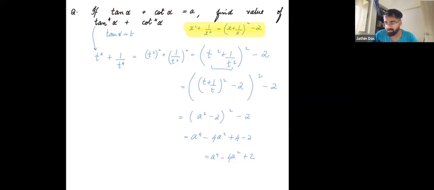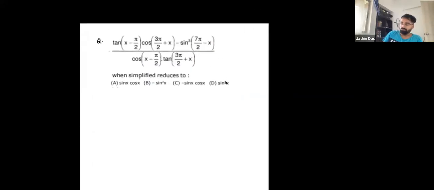The next question. Okay, try. This is simple, based on simple reduction formula.